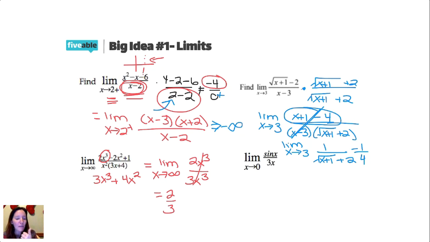So if the top is heavy, if the top is a lot bigger, then you get infinity. If the bottom is a lot bigger, you get 0. If the degrees are the same, or whatever functions you're using are of equivalent size, then the coefficients start to matter again.